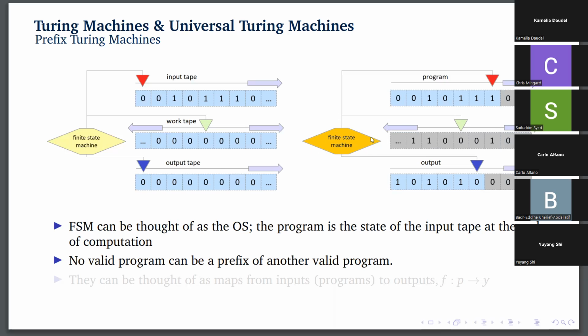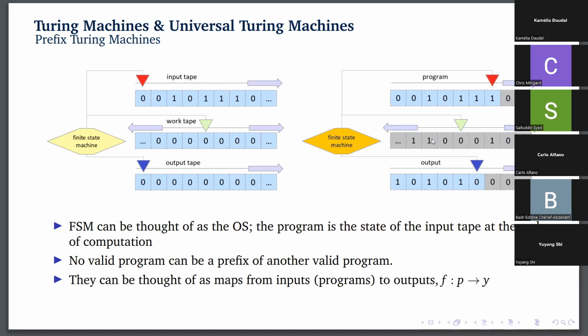The way I generally conceptualize it, the finite state machine in this context is kind of like the operating system, and whatever you've got written on the input tape is the program. Because you're only allowed to move to the right on the program tape, no program can be a prefix of another program. If you halt here, you're never going to be able to reach the next part of the input tape. So it stops any program being a prefix of any other program.